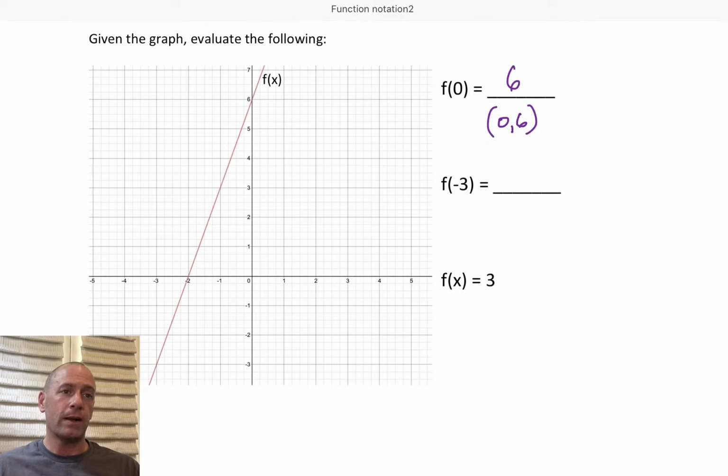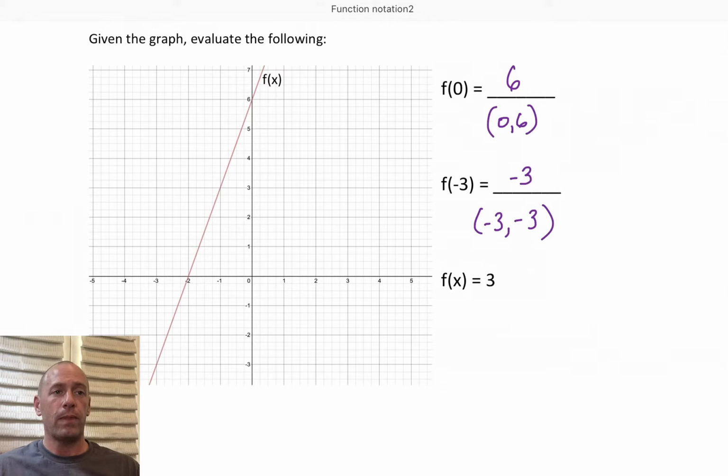For the second example, it's saying the input is -3. So we go over to x equals -3, we go down until we hit the graph, and the output is also -3. Written as an ordered pair, the input of -3 leads to an output of -3.